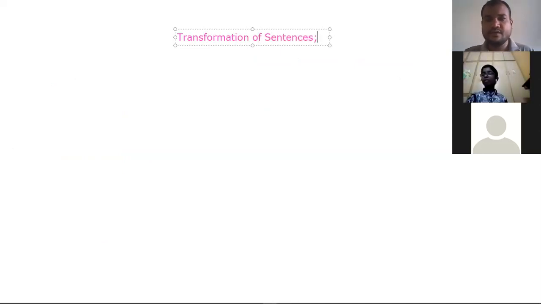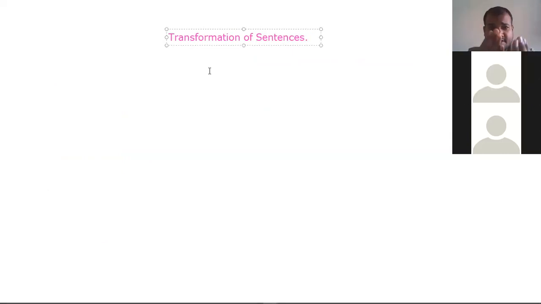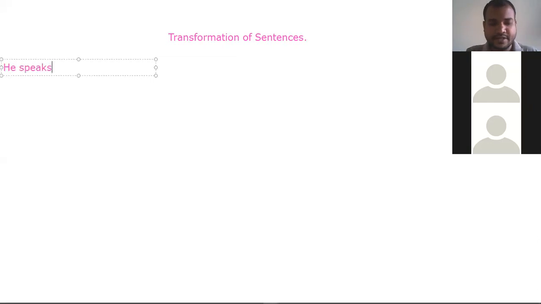Transformation of sentences. So now we are going to practice changing a sentence from one type to another type. So what is the first one? Positive statement, correct? It's a statement sentence. He speaks English. Correct? Yes, sir. Right. Now what we are going to do is change it from a positive statement to an interrogative statement. So how can you change it?